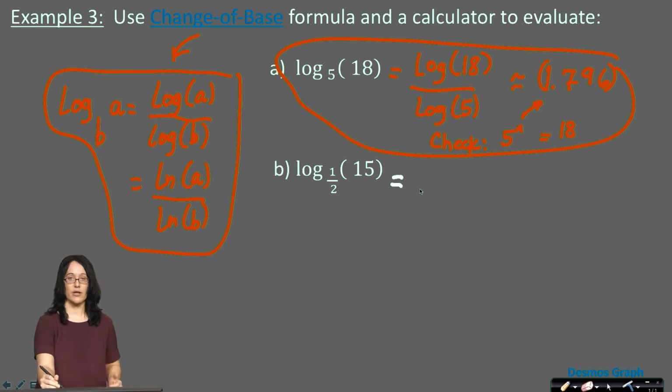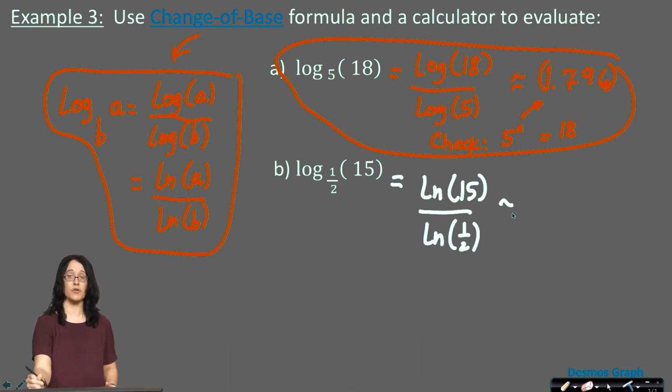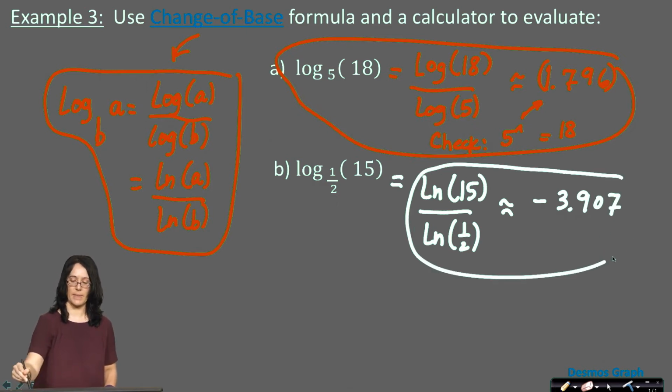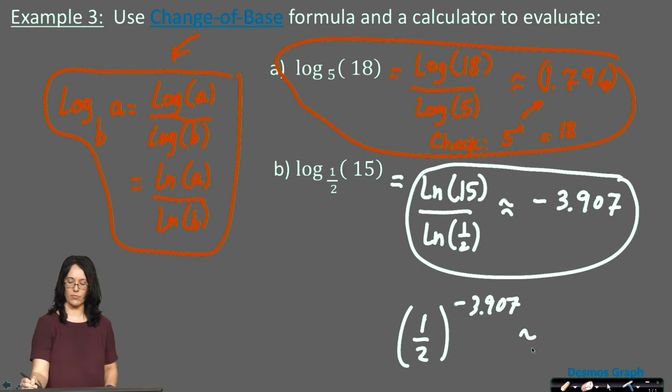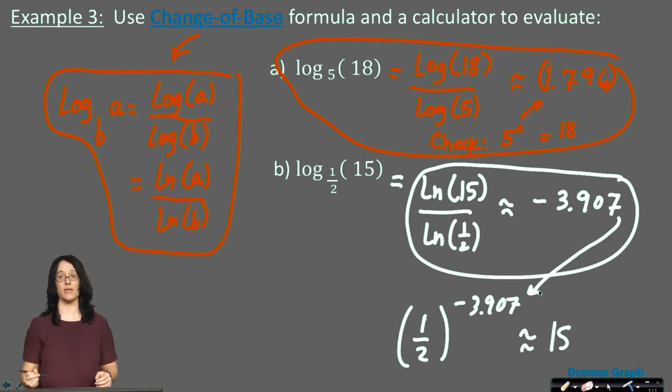So to get this one, go ahead and try it yourself and then compare. Did you do natural log of 15 divided by the natural log of 0.5 or 1/2? If you close your parentheses correctly, your calculator should be giving you this negative answer, negative 3.907 if you round to the nearest thousandth or 3 decimal places. So what that would mean is if I took 1/2 and I raised it to this negative 3.907, I should be getting roughly 15. I say roughly because I've rounded it, right? If I hadn't rounded it here, if I did the exact answer, it would give me exactly 15.